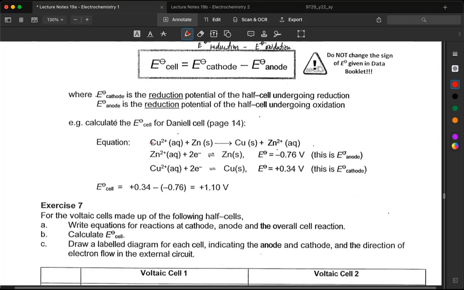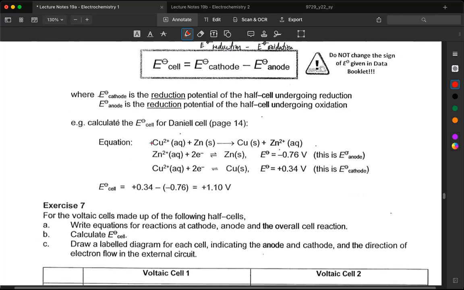Okay, fine. So for the Daniell cell earlier on, let's do an example. Zn2+ oxidized to zinc, minus 0.76. Cu2+ reduced to copper, plus 0.34. So this is the reduction. This is the oxidation. So immediately you recognize this as the cathode.